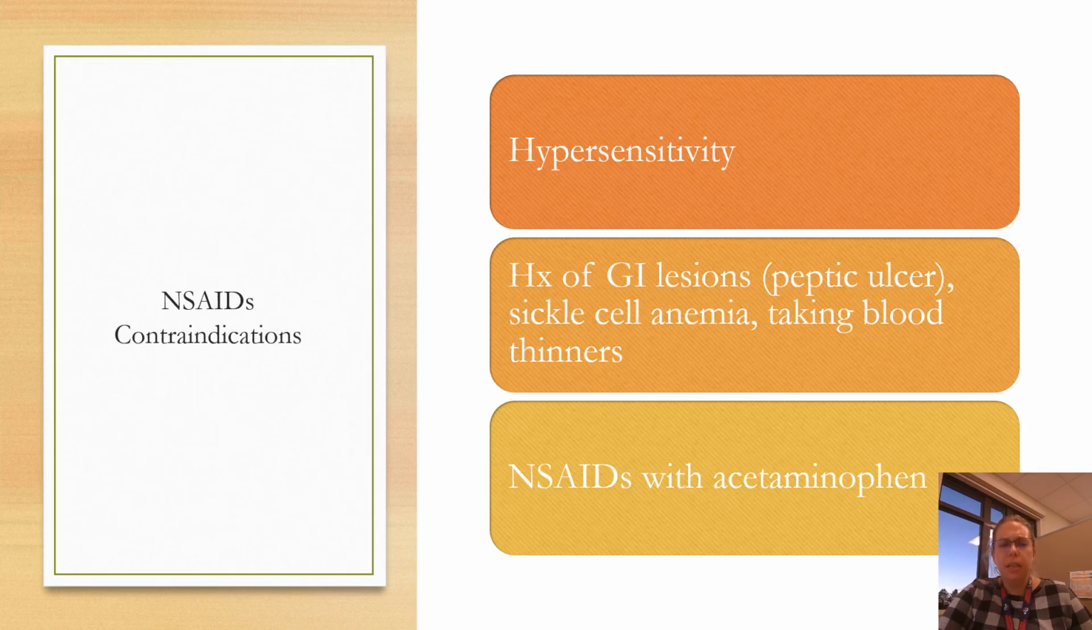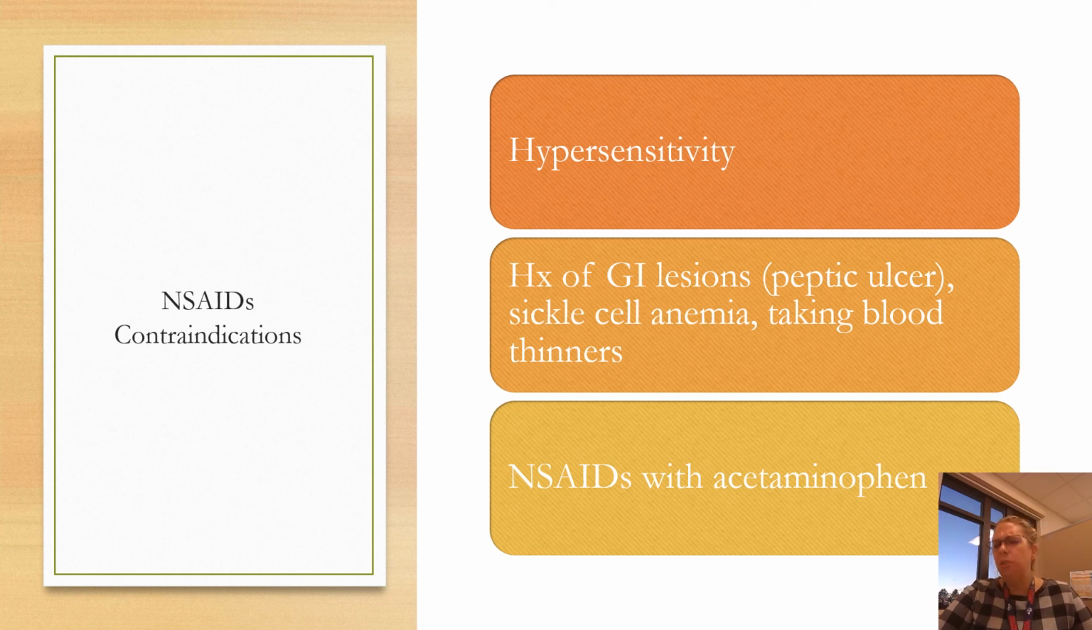Okay, so contraindications, always with medicines. If they're allergic to it, don't give it to them. That seems pretty straightforward. If they have a history of those GI lesions, like we said, if they've already had peptic ulcers, maybe they shouldn't be on something that gives them peptic ulcers again. Sickle cell anemia, they don't want to be on NSAIDs if they're taking any of their other types of blood thinners. That's another thing to think about.